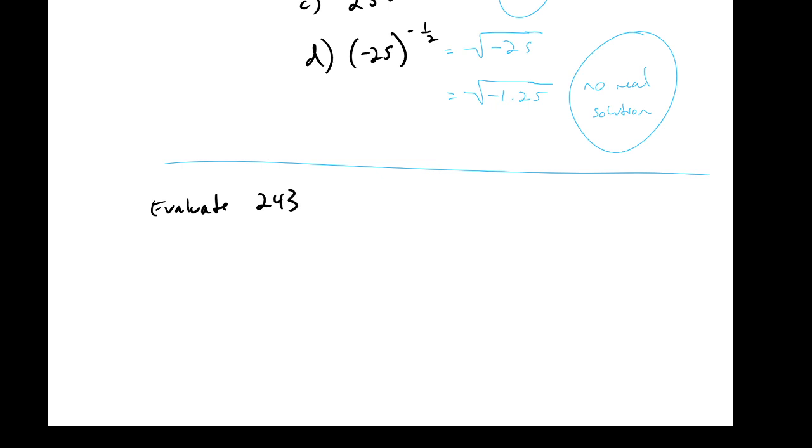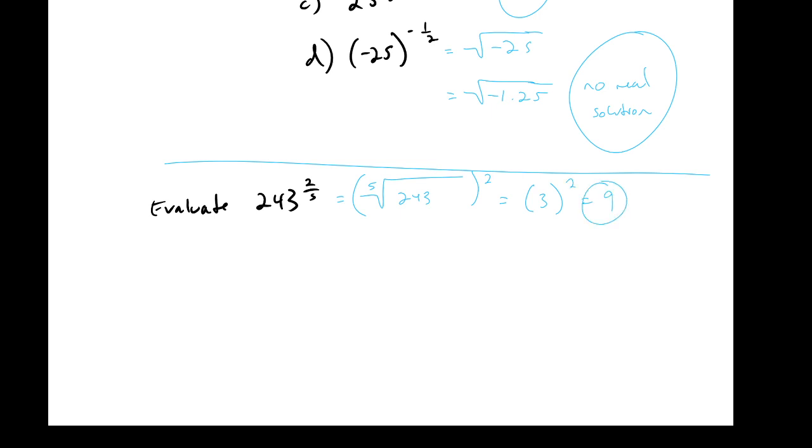We're going to evaluate 243 to the 2/5 power. All right, so here we go. What that means is we're going to take the 5th root of 243, and then we're going to square that. The 5th root of 243 winds up being, now we already did 3 to the 4th was 81. If we multiply times 3 more, that's going to be 243. So the 5th root of 243 winds up being 3. And that's going to be 3 squared, 3 squared being 9.